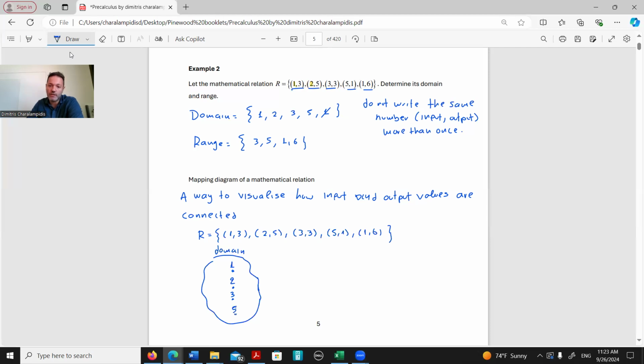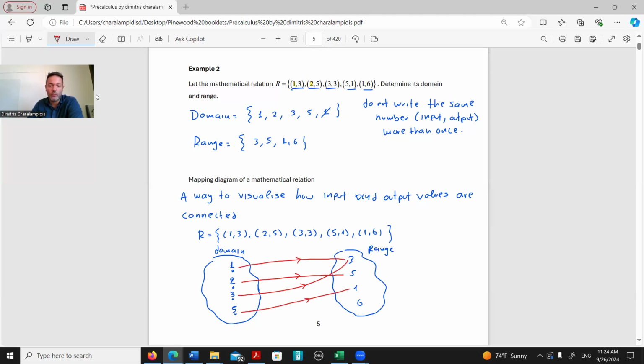Then I should create another set, which will be the range, in which I should put all output values: 3, 5, 1, and 6. And then I should connect them based on what was stated in the actual relation. We were told that 1 should be related to 3, so I should connect them with an arrow. 2 should be connected with 5, another arrow. 3 should be connected with 3 again. It's still fine if we do that. 5 should be connected to 1.